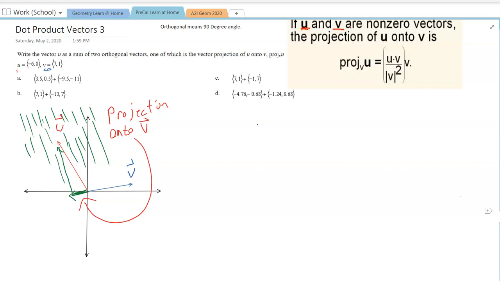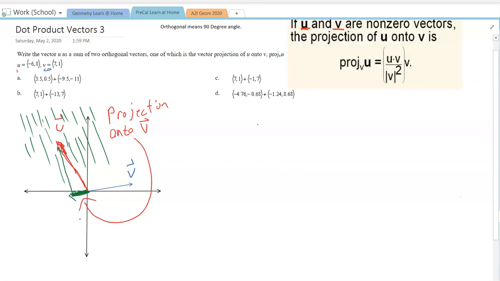It says write the vector u as a sum of two orthogonal vectors, one of which is a vector projection. So the first part of this question is asking us to write u, which we can see is negative 6, 8. I've drawn that one right here. We have u. It wants us to write it as the sum of two orthogonal vectors, or two 90-degree vectors being added up. And I broke that down using the green arrows on there. Here are two orthogonal vectors we could use. This one right here and this one. And this one at the bottom down here is the projection of u onto v.